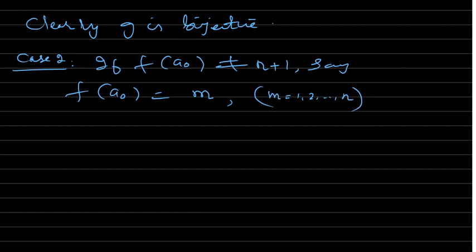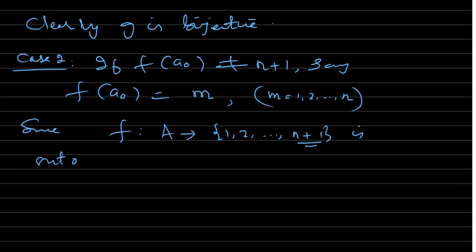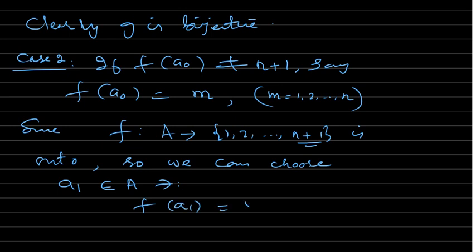So what do you do in this case? Since f from the set A to the set of first n plus 1 natural numbers is bijective, this mapping is bijective, so it's onto. So it means that every element has a preimage. In particular, n plus 1 has a preimage. So we can choose a1 in A such that f of a1 is equal to n plus 1.